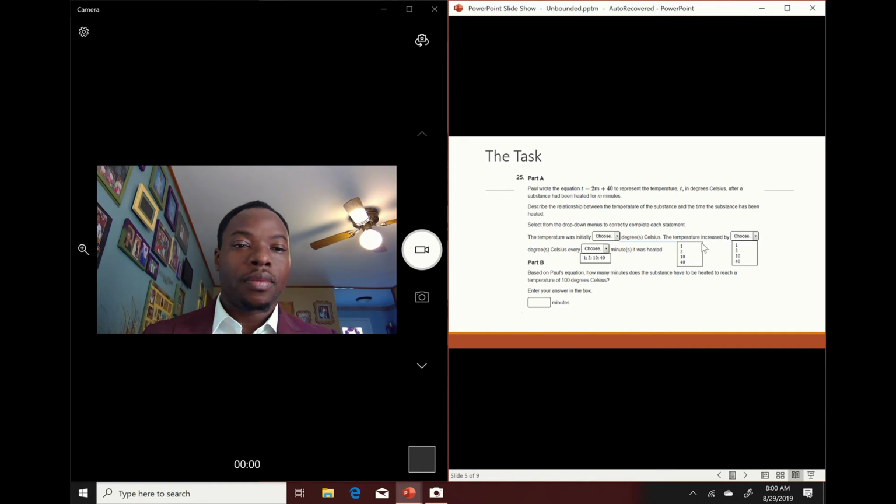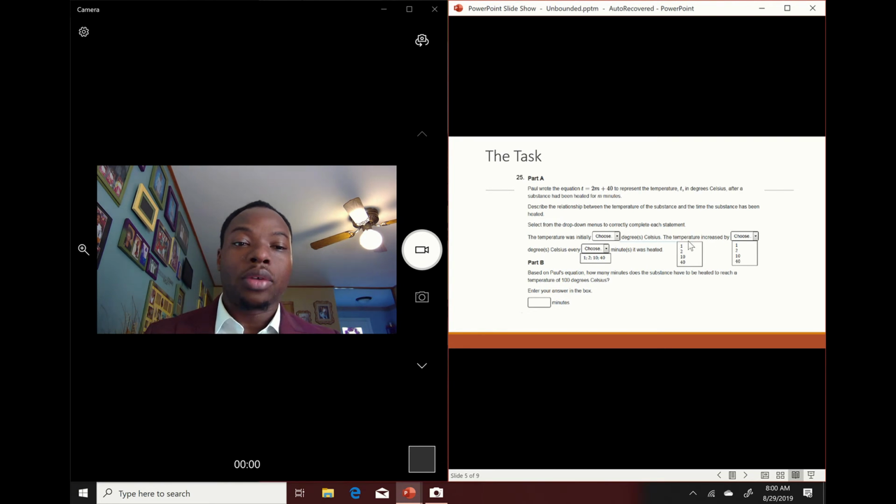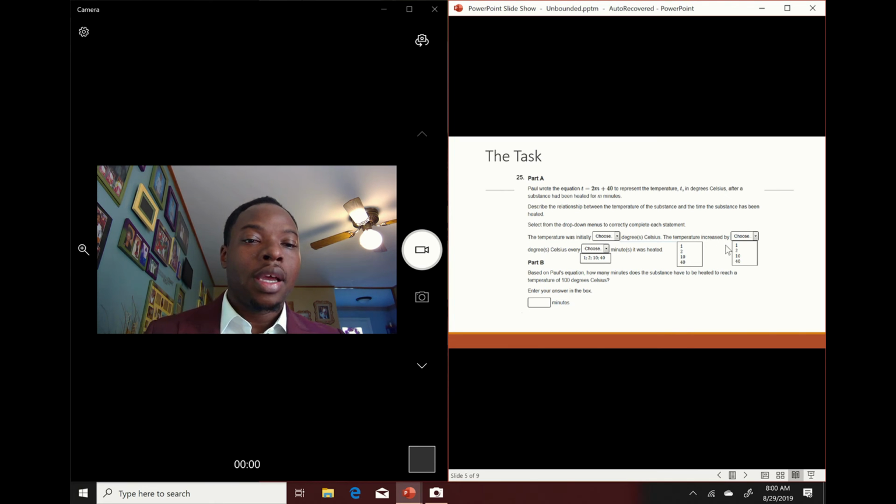And then I have to interpret the slope. The temperature increases by blank degrees Celsius every blank minutes it was heated. Again, students have to understand that anytime I'm talking about temperature, that's going to be my y variable or my y-axis. Anytime I'm talking about time, that's going to be my x. And understanding that slope is going to be rise over run, or the change in y over the change in x. So my first value is going to be my rise over run.